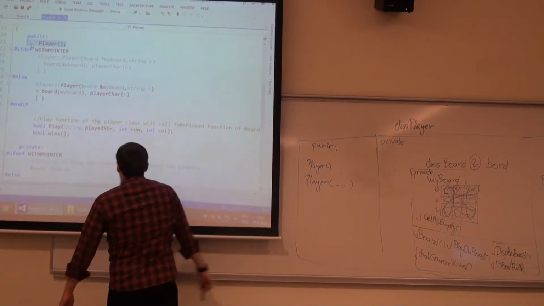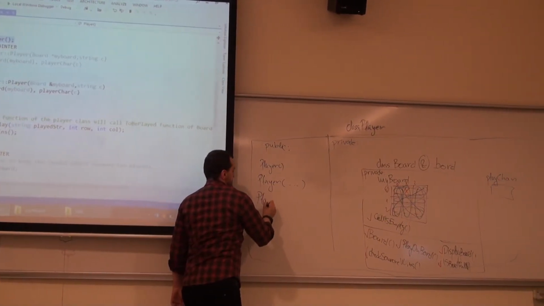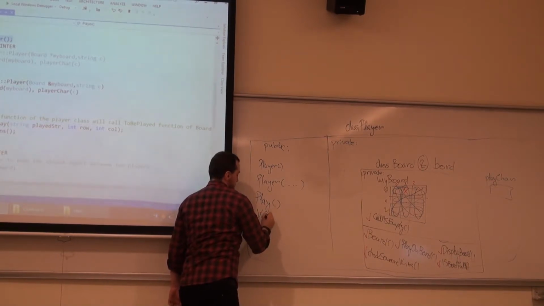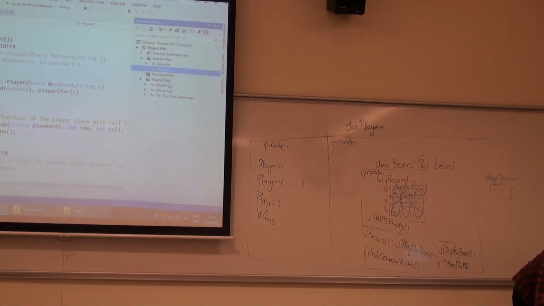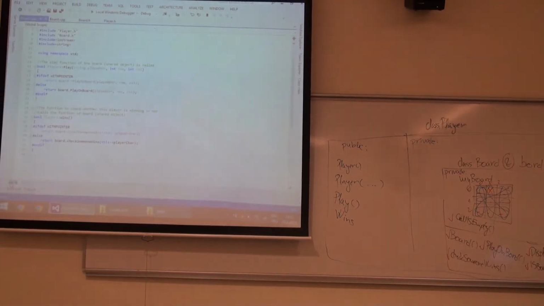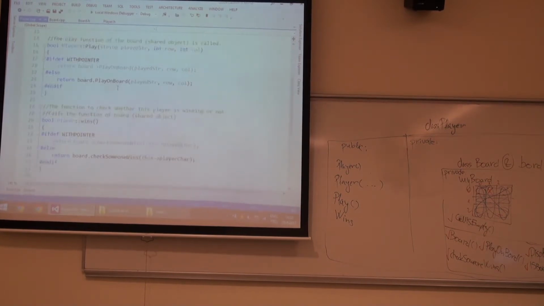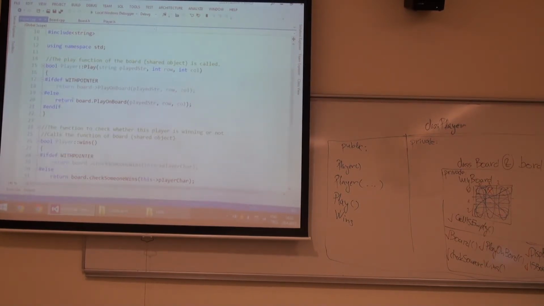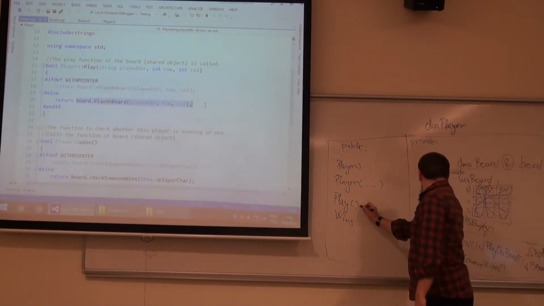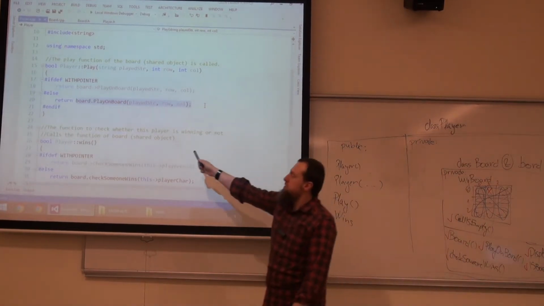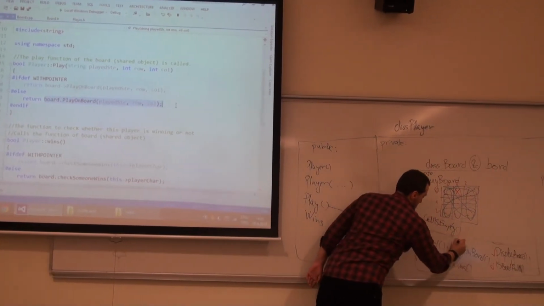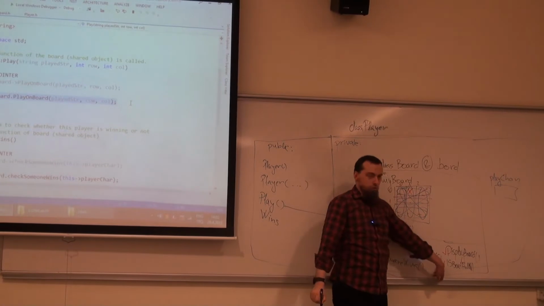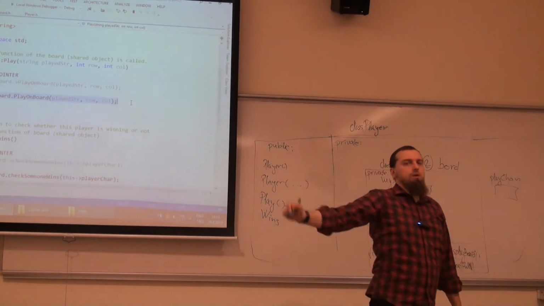We have play and wins. What do those guys do? Straightforward. Let's go to the player CPP file, and let's see that the play function is doing nothing else but returning a value. So play uses board point play on board. So this guy uses this function, and the value that play on board returns is also returned from this function here.